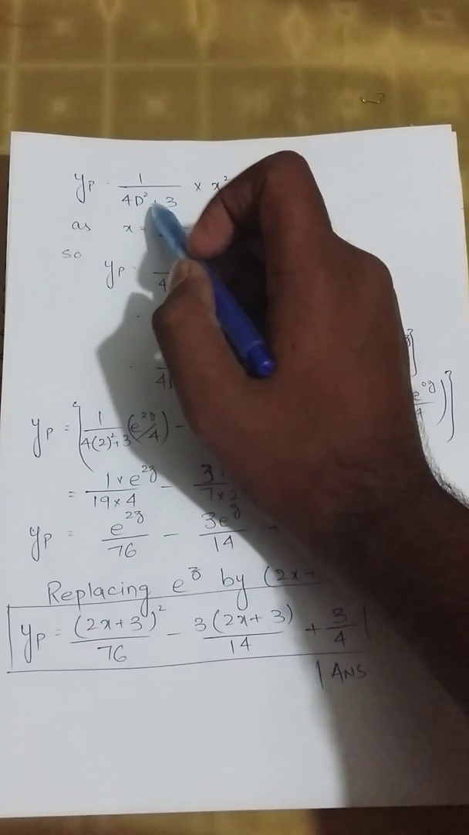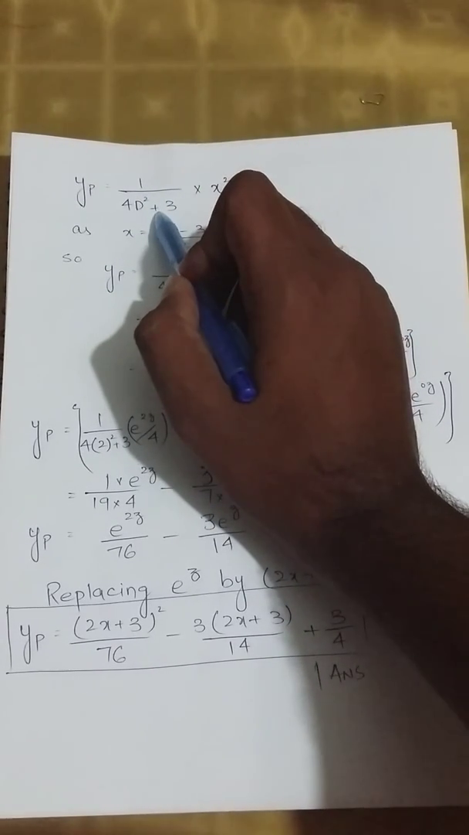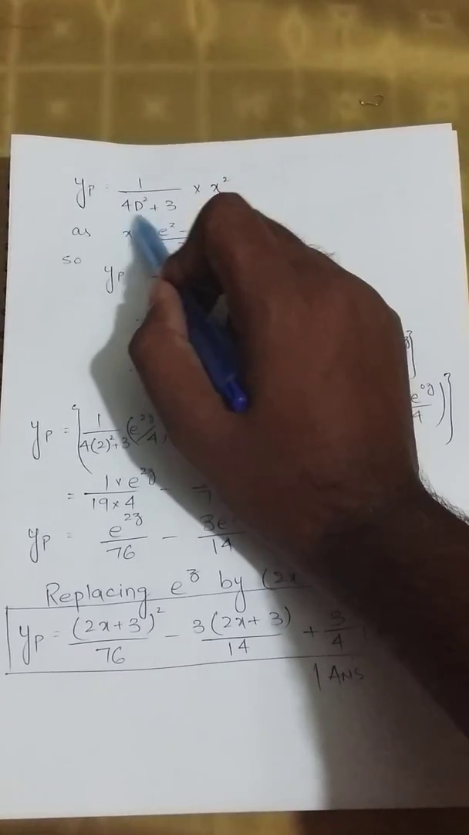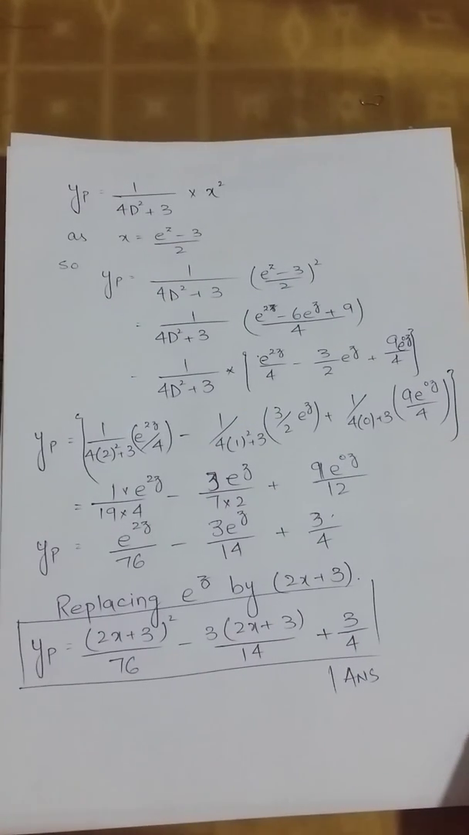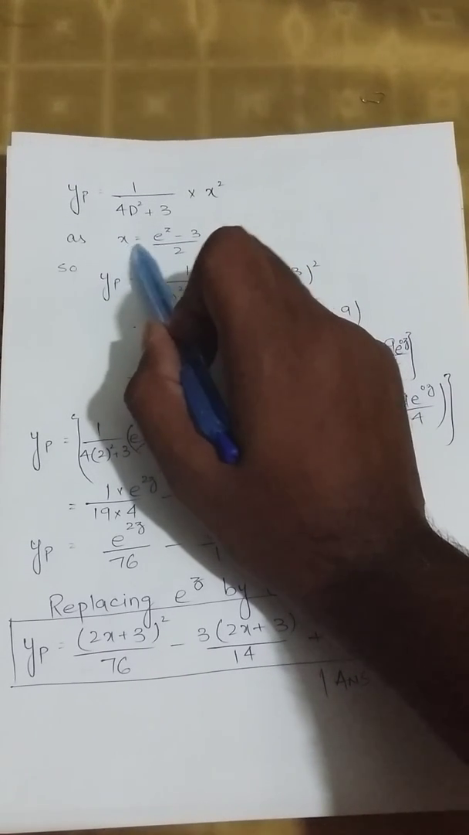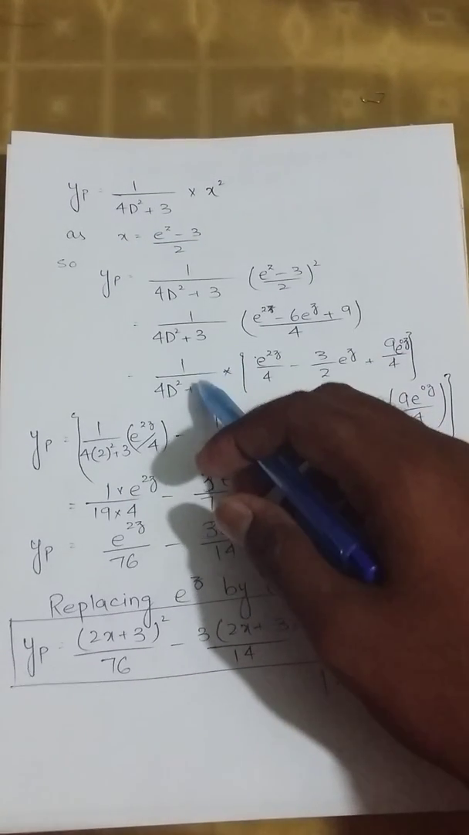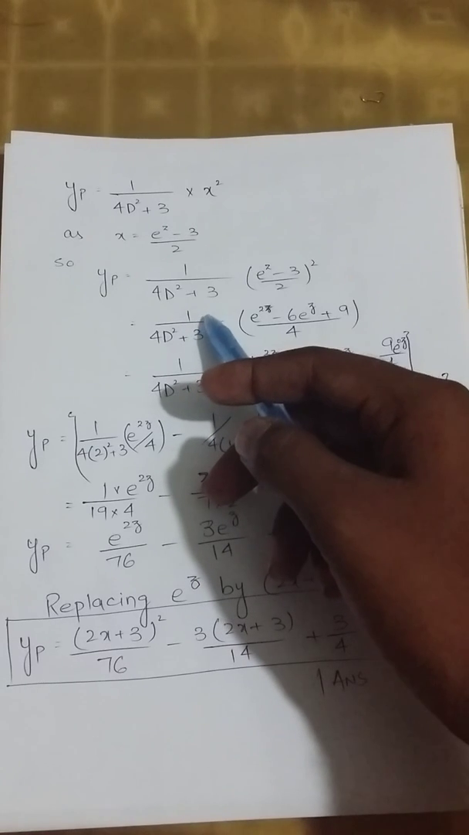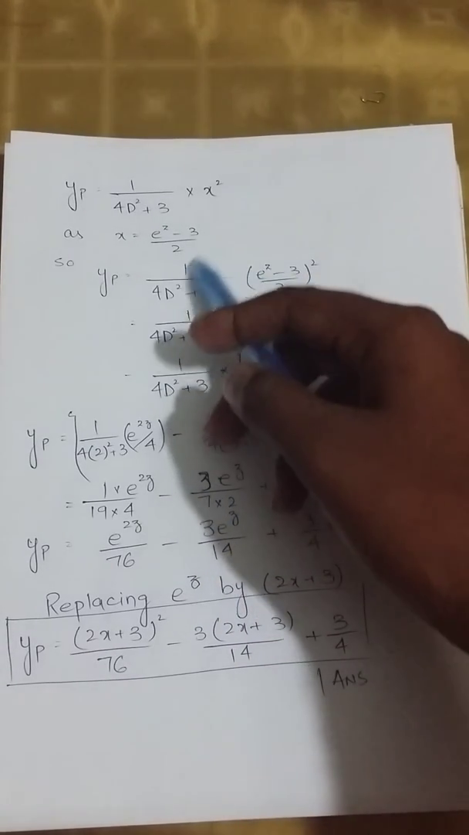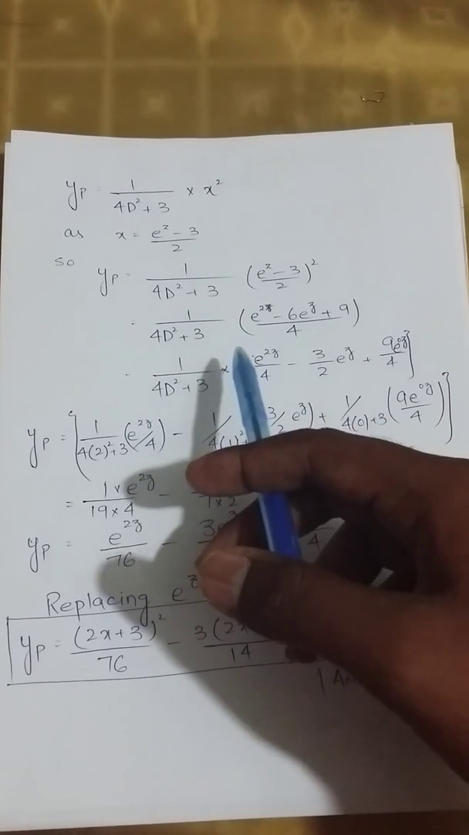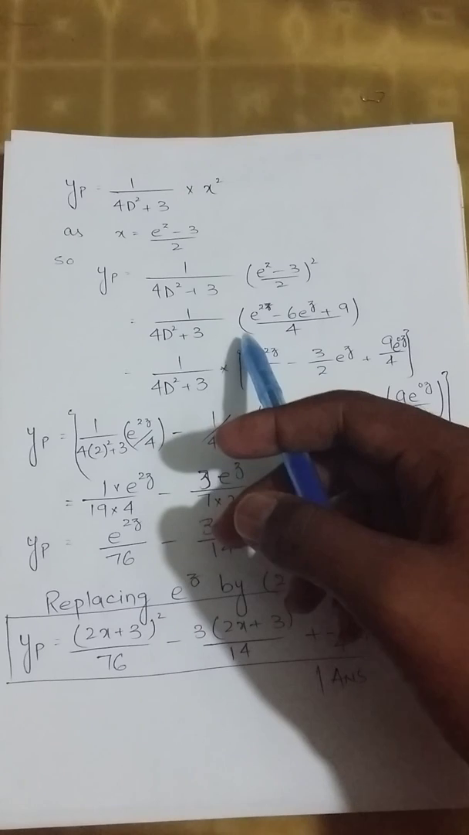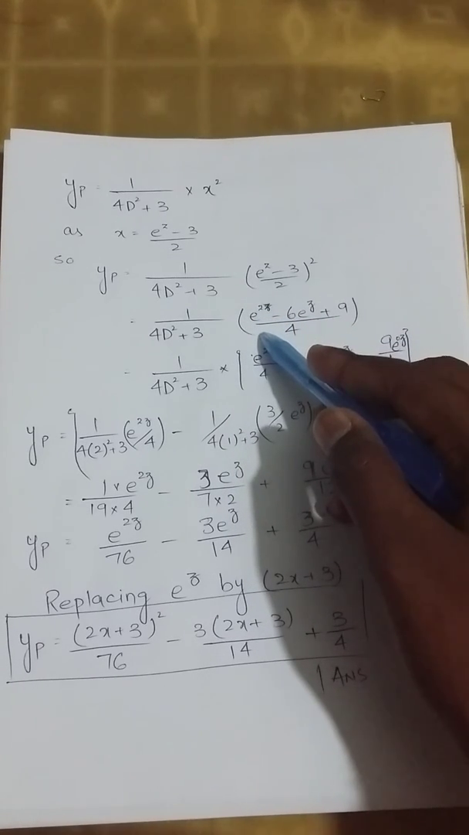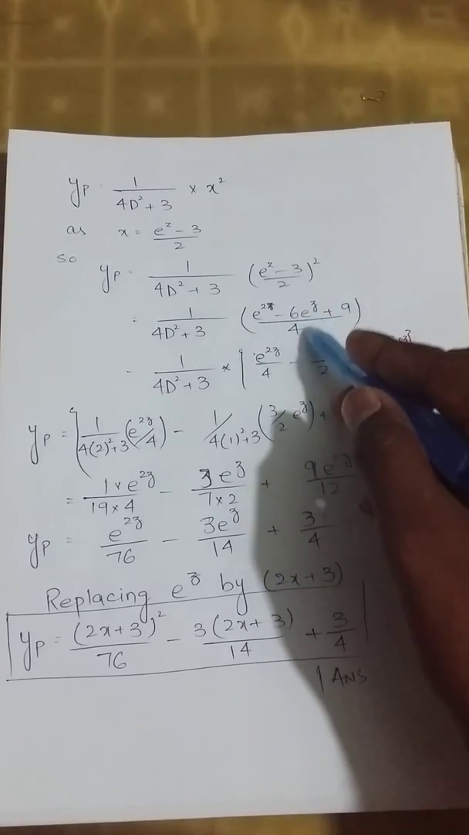Finding yp is a little more difficult than finding yc, but it's not that hectic. So for yp we can establish that 1/(4D²+3), the auxiliary equation, into x². Yp is equal to that. As we know that the value of x is (e^z − 3)/2, we are putting the value of x into this equation for yp. So the equation becomes 1/(4D²+3) into ((e^z − 3)/2)². The square comes from this. So we're now going to simplify it. We're going to open the square, which will become (e^(2z) − 6e^z + 9)/4.